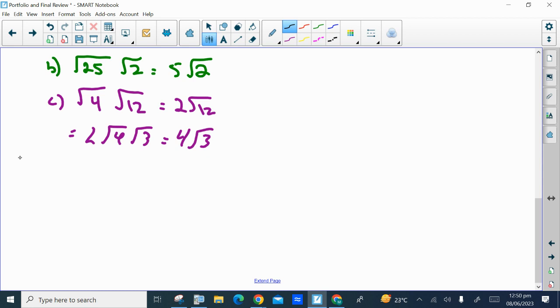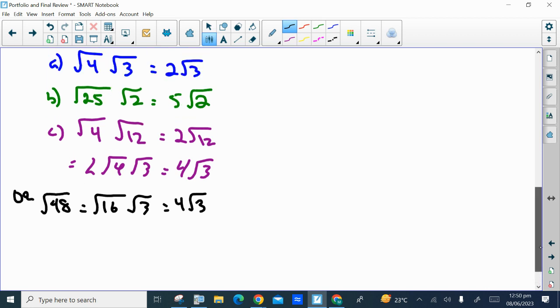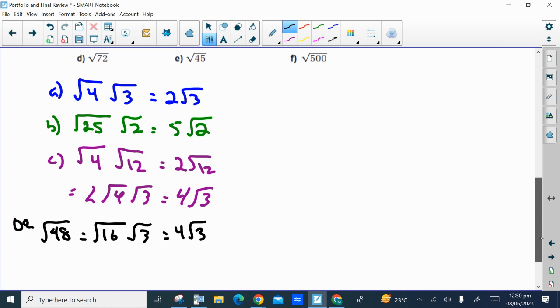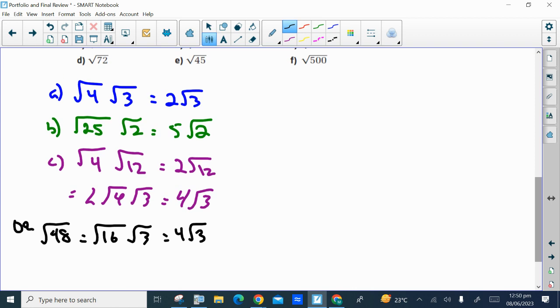But you could have got that right from the beginning by realizing that you could also go root 16 times root 3. 16 times 3 is 48, and the square root of 16 is 4. So this way you get it in one step instead of two. In the end, it doesn't matter as long as you get the answer. But if you look for the largest perfect square, that means you can do it in one step instead of two steps.